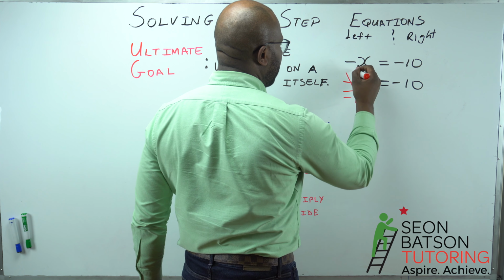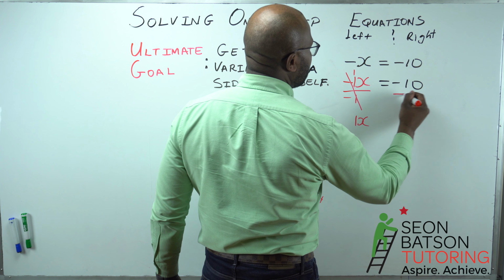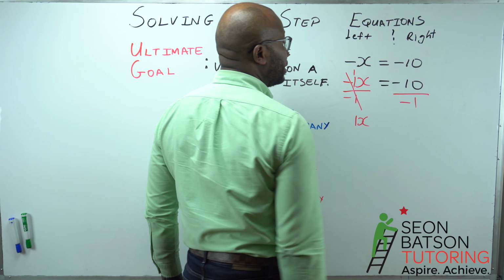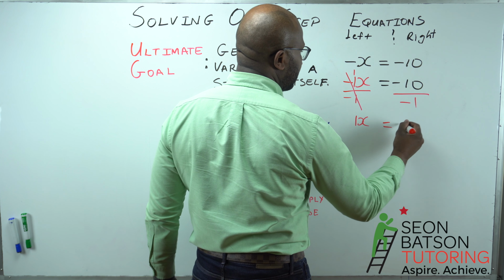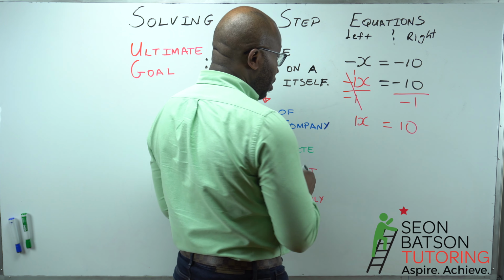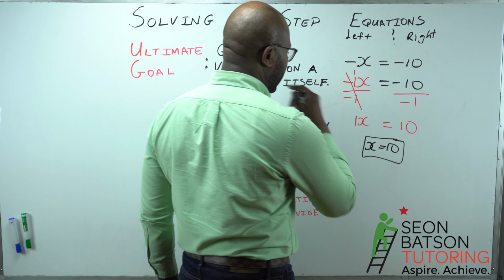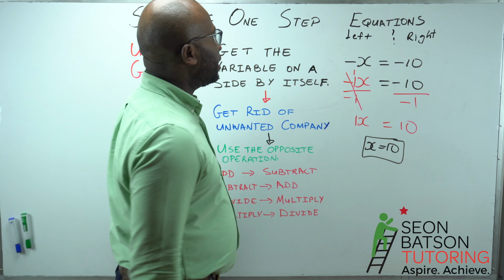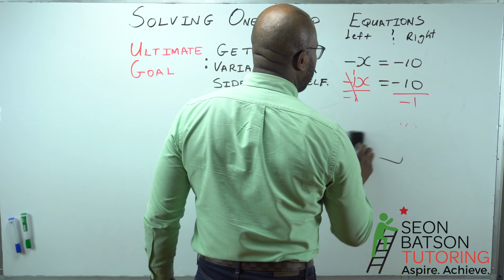But we aren't finished. If we divide the left side by negative 1, we also have to divide on the right side by negative 1. And negative 10 divided by negative 1 will give us positive 10. So our answer is 1x is equal to 10, or x is equal to 10, because we know that 1x and x are the same term. So far, so good? All right. Your turn to shine.